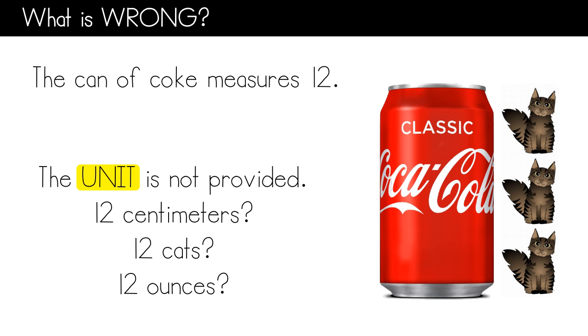Oh my, something is terribly wrong. Someone wrote, the can of Coke measures 12. 12 what? The unit is not provided. So we don't know. It could be 12 centimeters. Could be 12 cats. Could be 12 ounces. We don't know. So when we're talking about measurement, it's very important that we include our unit.